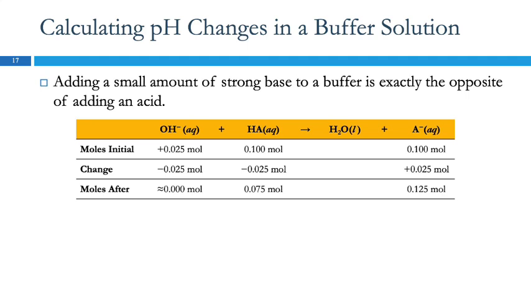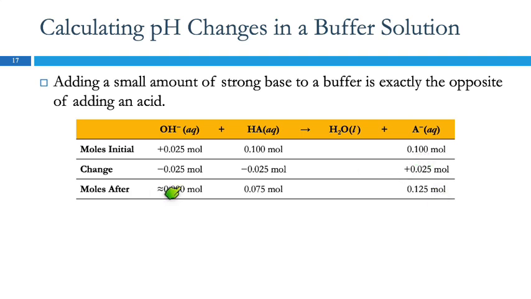What if we're adding base to the buffer? Well, it's exactly the opposite. So if we're adding 0.025 moles of base to that same buffer, then in our MCM table, the moles initial, that's what we're adding. This is what was here from the buffer. And then again, we're going to look at a limiting reactant problem, and one of these gets all used up. So this one ends up being essentially 0. And we're going to subtract that over here and add it over there.